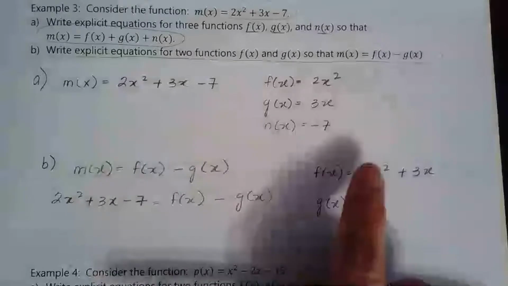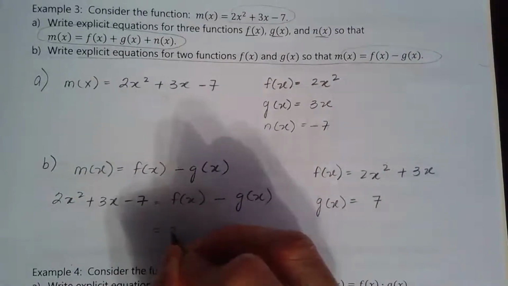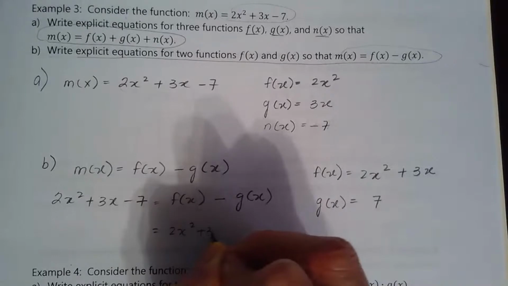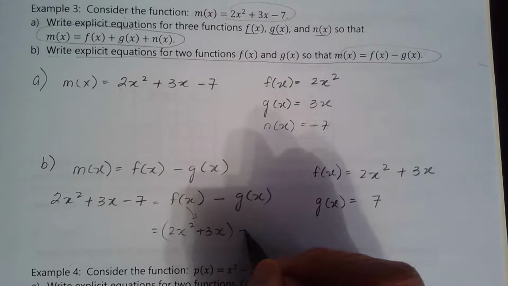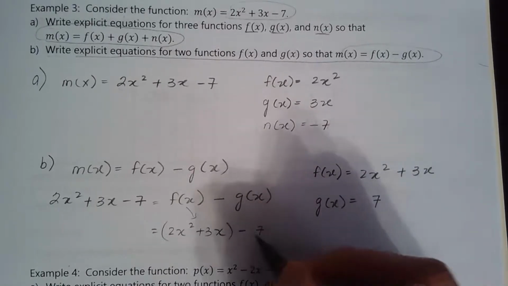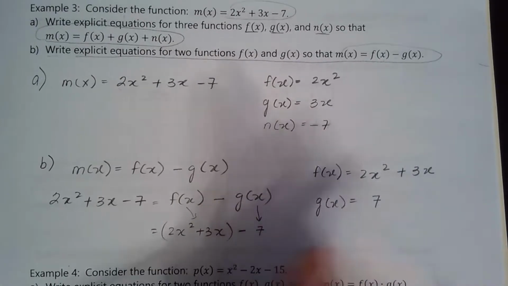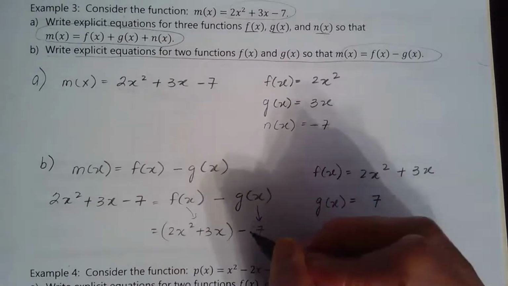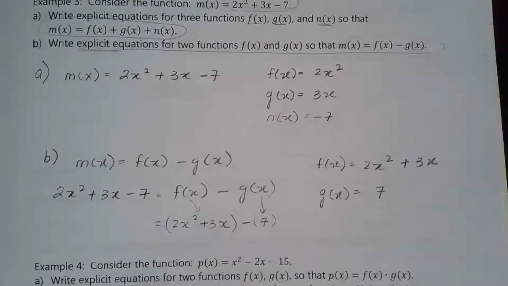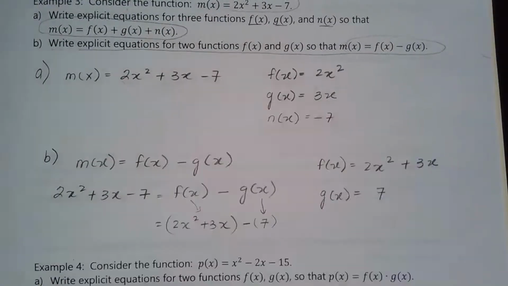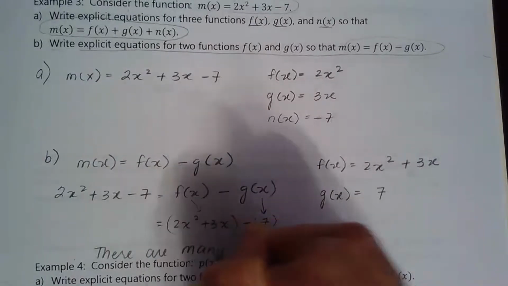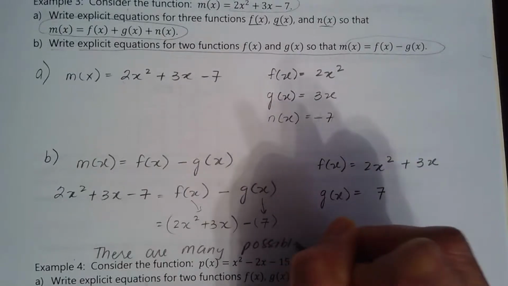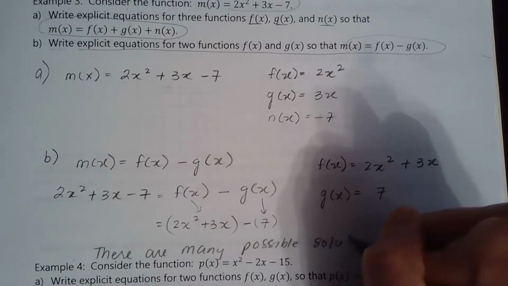So if I put those in here, I can say 2x squared plus 3x. So that's my f of x, right? Then g of x is minus positive 7. If we clean it up, it will get us the 2x squared plus 3x minus 7. But in this particular case, there are many possible solutions for that one. And we could be as creative as we want.